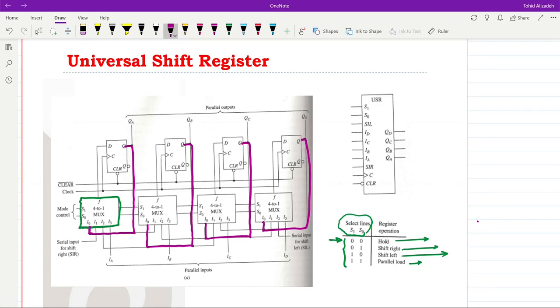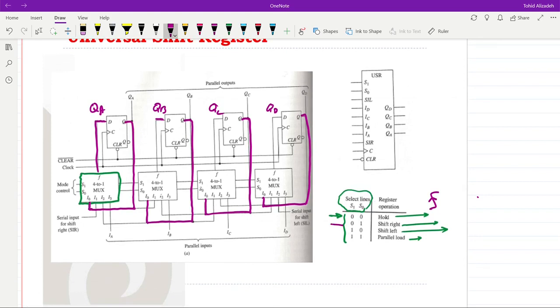Therefore, when we have 0, 0 for S1 and S0, the input to the flip-flops will be equal to QA, QB, QC, and QD, and therefore at the rising edge of the clock, the flip-flops will be updated by their own value, and therefore they will hold the same value, and the shift register as a whole will keep its current value.